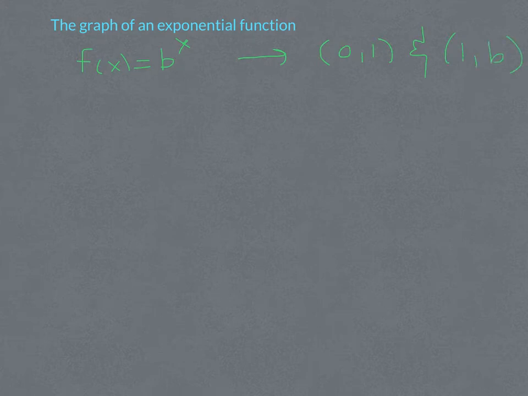So that is the first thing that you need to know about exponential functions. If nothing is being done to the x, or the b to the x, they will always go through the points (0, 1) and (1, b). The other thing that you should know here is that there's a horizontal asymptote at y = 0. And then your graph will look something like this.